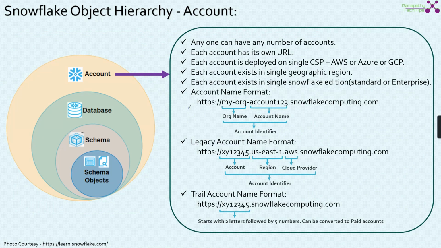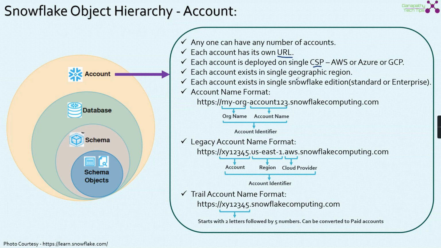When we talk about accounts, anyone can have any number of accounts. Say I am a user of Snowflake, or an organization which is using Snowflake, I can have any number of Snowflake accounts. Each account can have its own URL. That URL representation we are going to discuss at the bottom. Each account is deployed on one single cloud service provider, AWS or Azure or GCP, meaning we can have one Snowflake account on any one cloud service provider only. We cannot have a Snowflake account which is deployed across cloud service providers like AWS and Azure, Azure and GCP, or AWS and GCP.